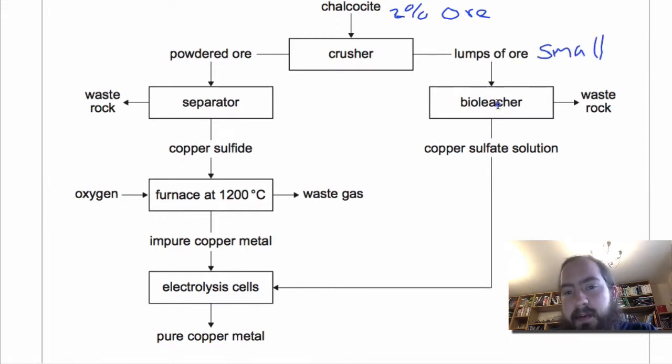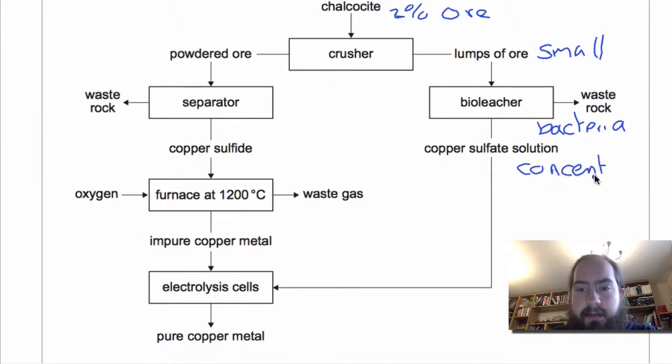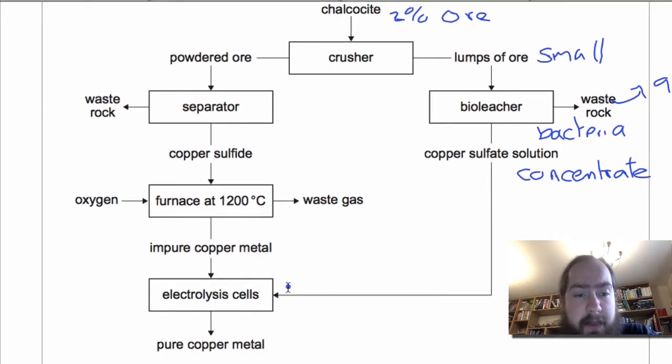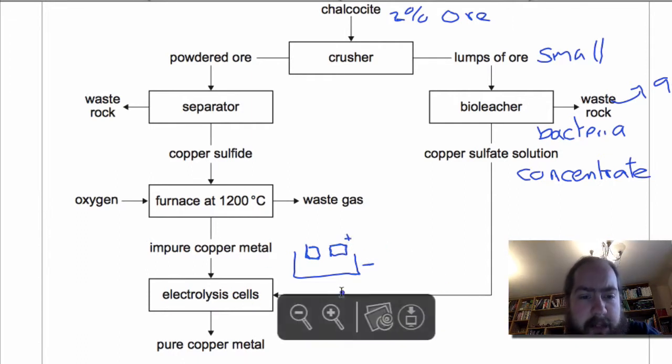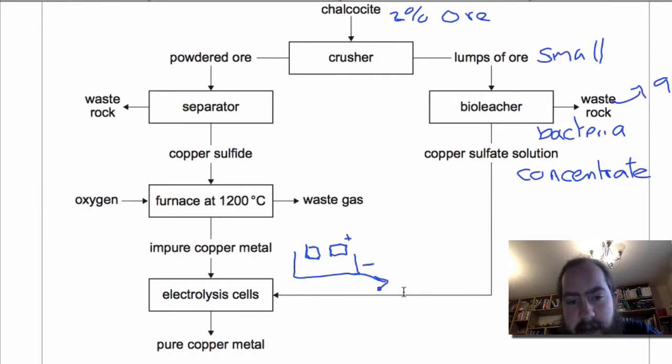This is then passed through a bioleacher. This is where we use bacteria to concentrate the ores, and you're left with a lot of waste. This is where you're going to lose most of that 98%. You then have this concentrated solution of bacteria and ore going through an electrolysis cell, just like the cells that you've seen for aluminium, where you've got your electrodes, positive and negative. And what is drained out would be your pure copper.